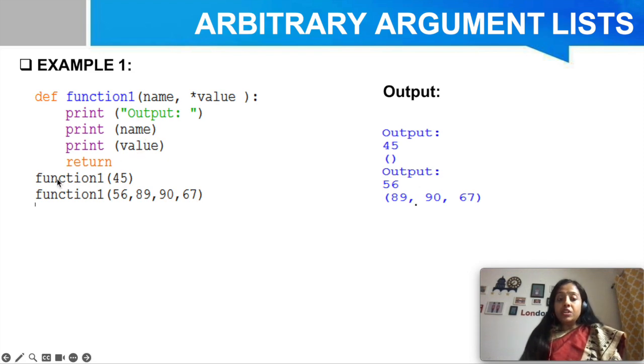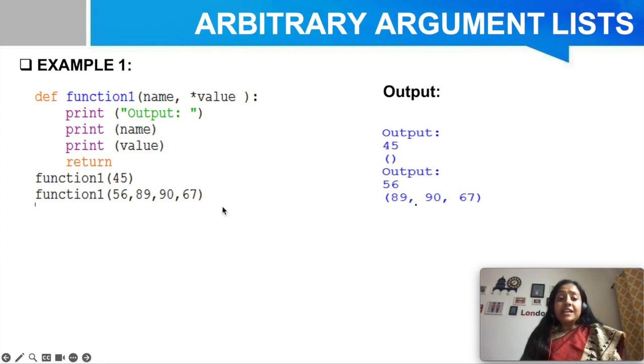Please note here, first time when we are calling the function, we have only used 45. What happens? The name will take the value 45 here. When we are printing, it will be like print name, so it will be 45. And what about value? Value is null here, it does not have any value really. So it is empty.